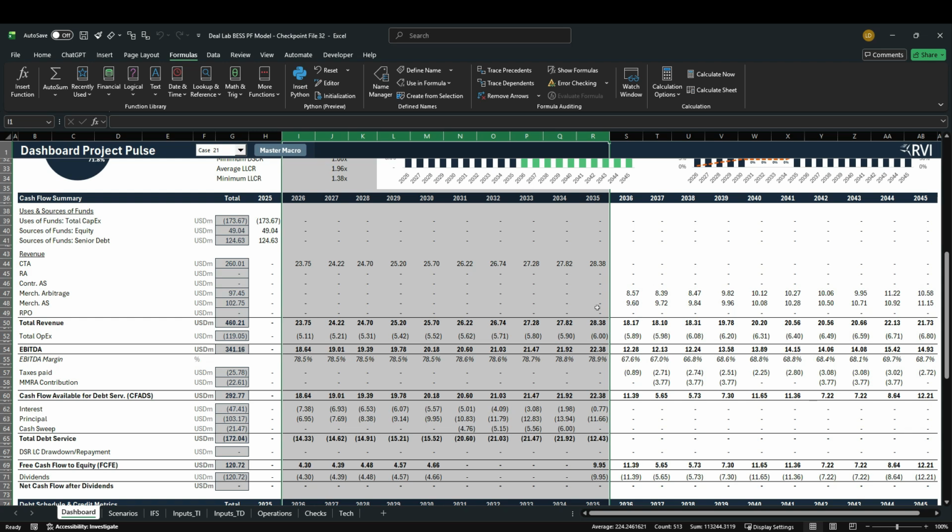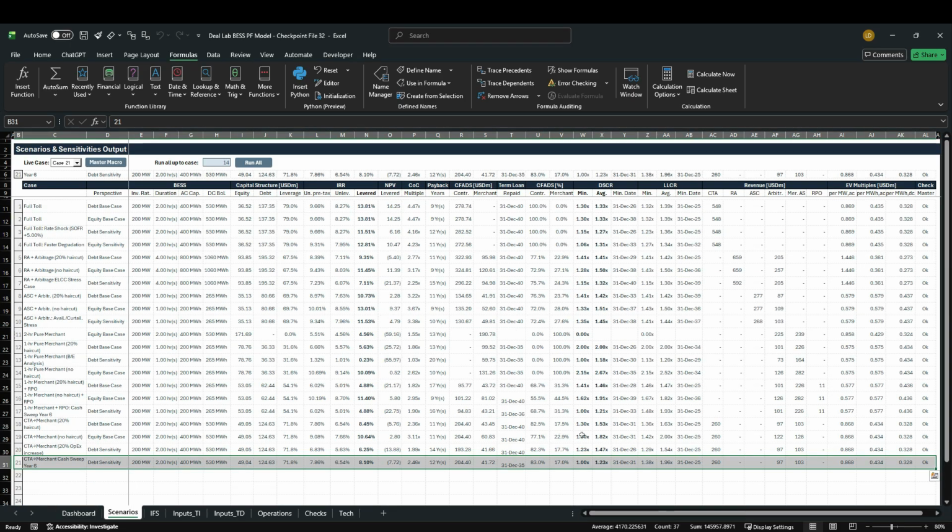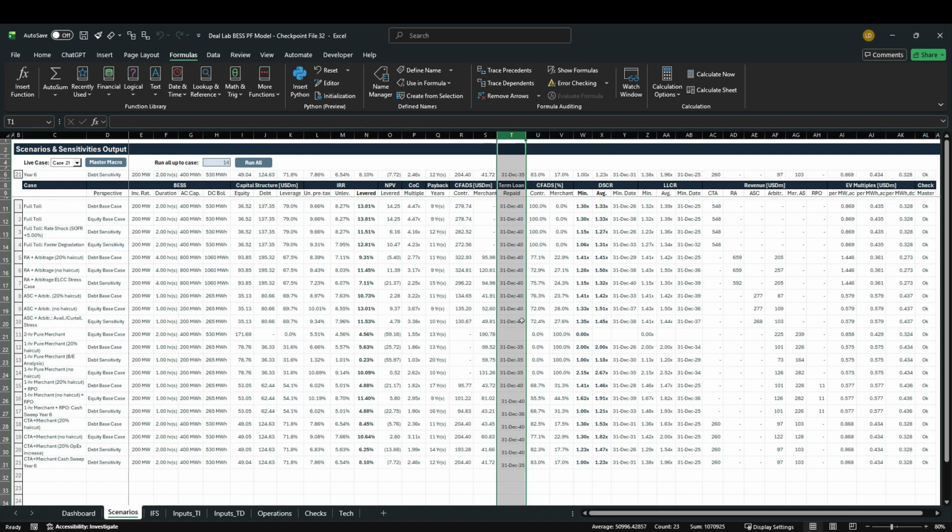And that should be a very comforting scenario output for lenders, because lenders would know that if we assume a 5-year mini-perm, the sweep would basically get them repaid within the fully contracted period. And there wouldn't be any reliance on merchant revenues or the merchant tail, as long as we would require a hard mini-perm after year 5. Then let's move over to our scenarios sheet. And you can see that this sensitivity here also shows in column T that our term loan would be fully repaid by the 31st of December 2035, which is 5 years before our regular debt sizing case, and there's no reliance on the merchant tail.